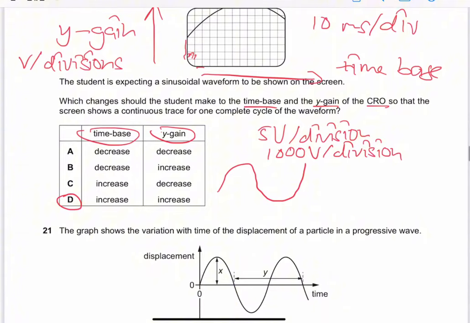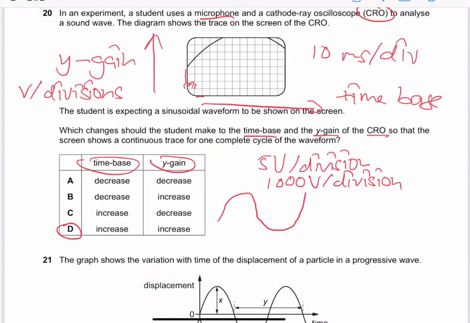The Y gain is this Y axis, and the time base is this X axis. The Y gain is measured in volts per division. If this increases, my wave becomes smaller, and I can see my wave, and it will be formed here. Because one division represents so much, and it's appearing. One division, again, on the time base represents so much, and my whole wave can be seen.